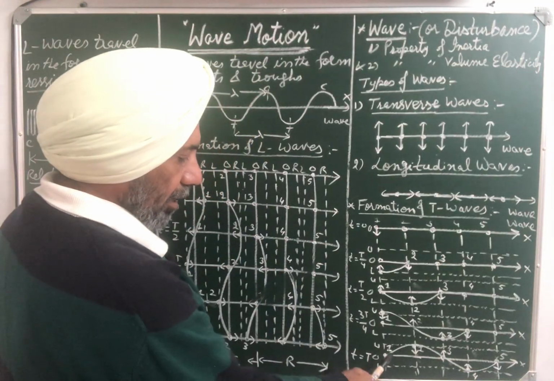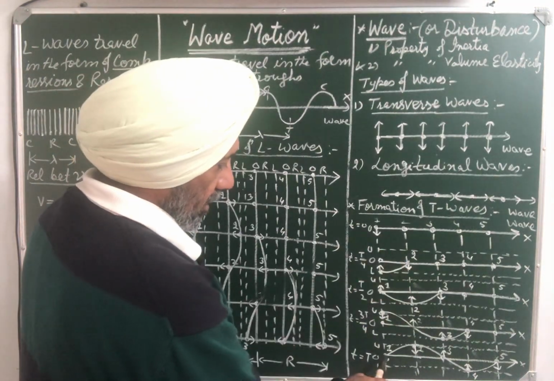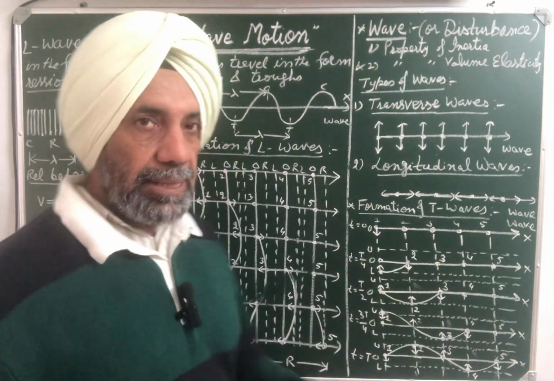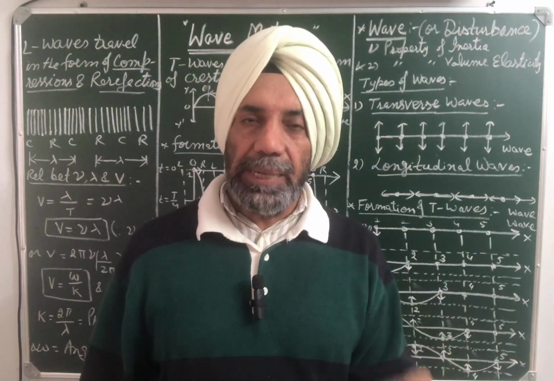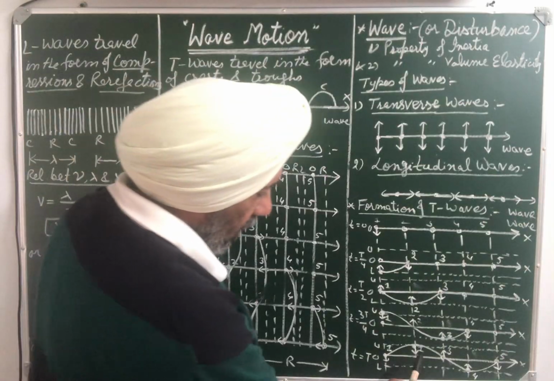At t = T, particle 1 reaches the mean position again, from where it started. It means particle 1 has completed one complete vibration during one time period. Particle 2 reaches the upper extreme.